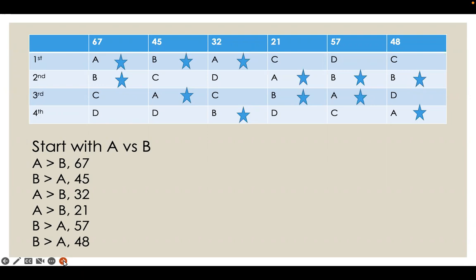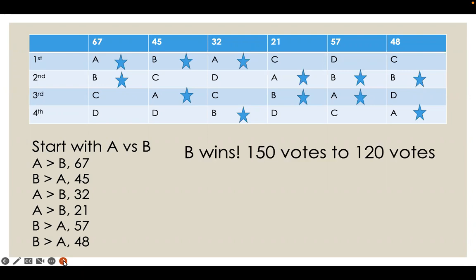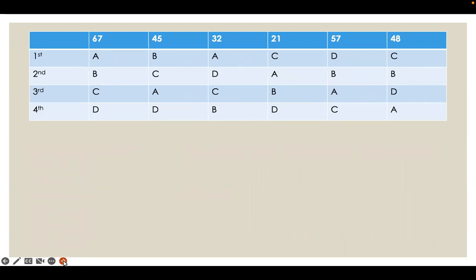So head to head, how many votes did A get versus B? Well, B wins. If you look at the total, B won 3, A won 3. So they're 3-3 in terms of who was higher. But if you count the number of votes, B gets 150 votes, A gets 120 votes, so B wins. Therefore, A gets 0 and B gets 1, because in this head-to-head, B wins. That's 1 point for B, 0 points for A. And now we continue on.